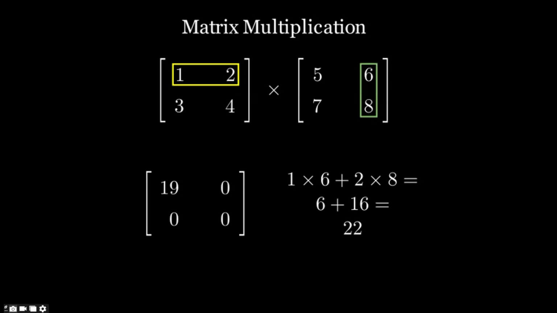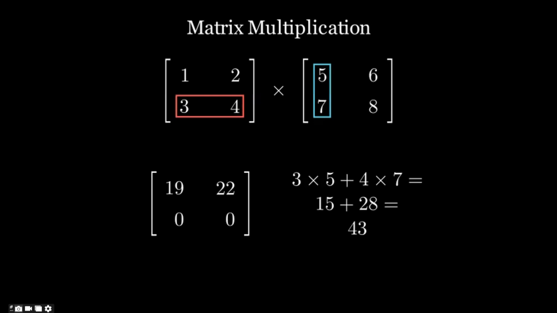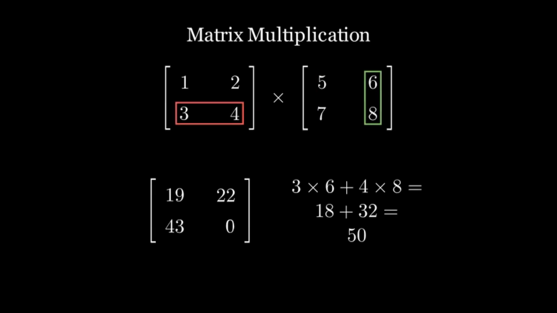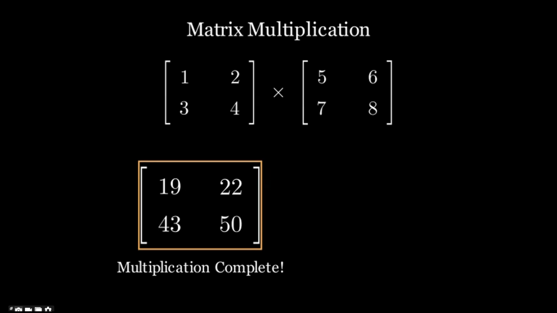You can see here, in matrix multiplication, we usually multiply a row of a matrix with a column of another matrix and then take the summation of the products. Likewise, we repeat this process for all rows and columns.